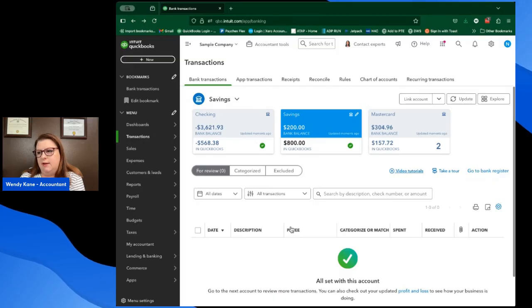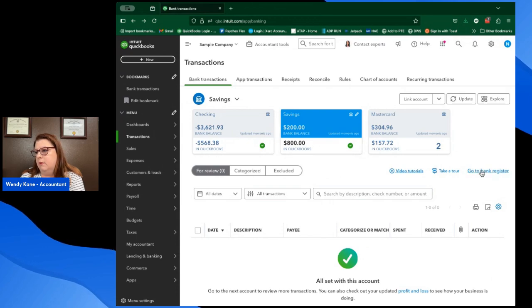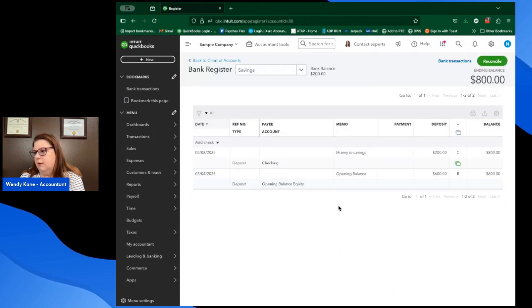So there we go. We add it. There are no more transactions, but still we're $600 off. So what on earth happened there? Well, a lot of times this is what happens.